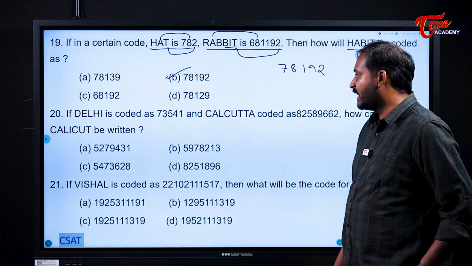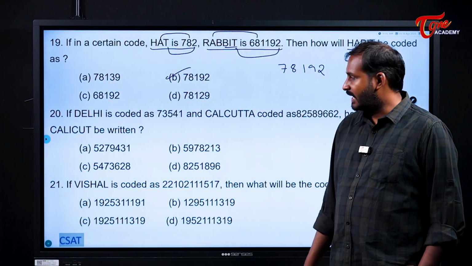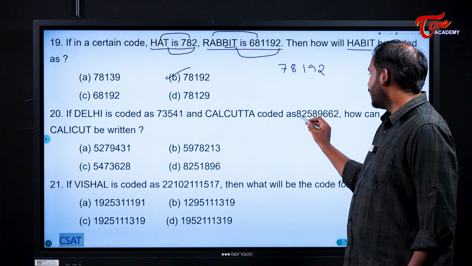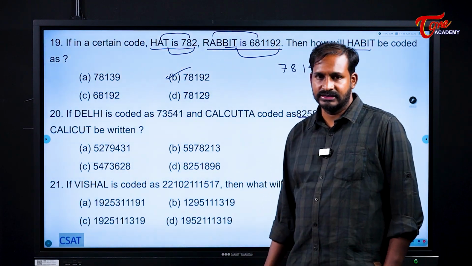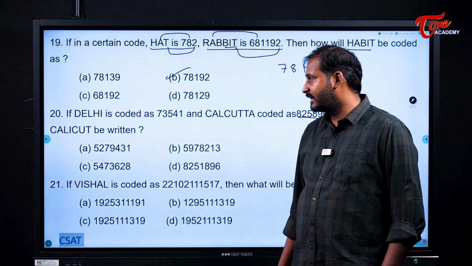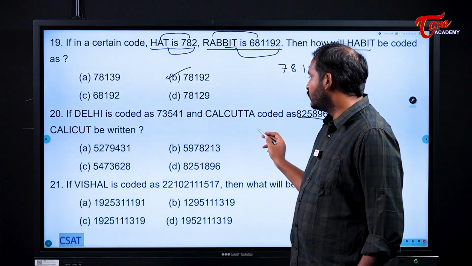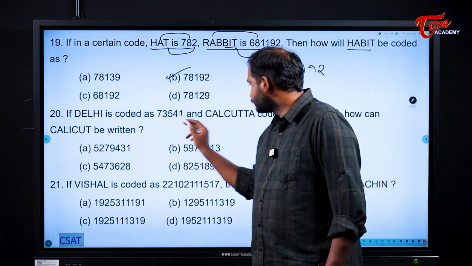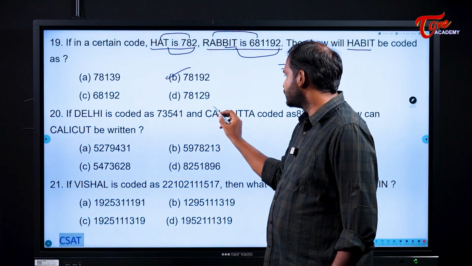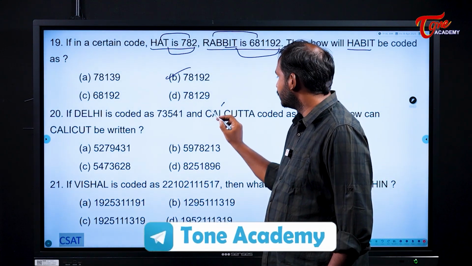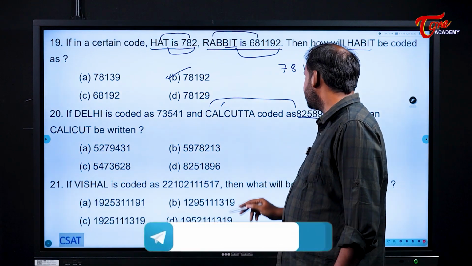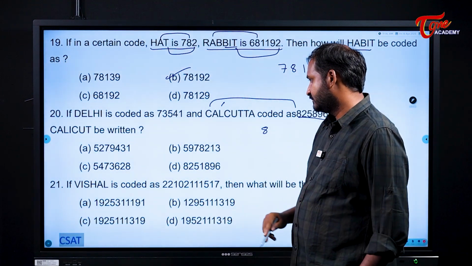If Delhi is coded as 73541 and Calcutta is coded as 8258 like this, how is Calicut coded? The same logic. Direct coding only. No need to worry. So see where we have C here. C in this case is coded as what? L is coded as 5. Okay. C in this case is coded as 8. So here also it will start with 8.